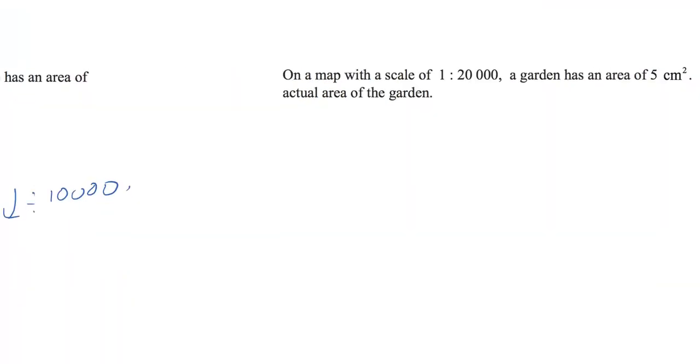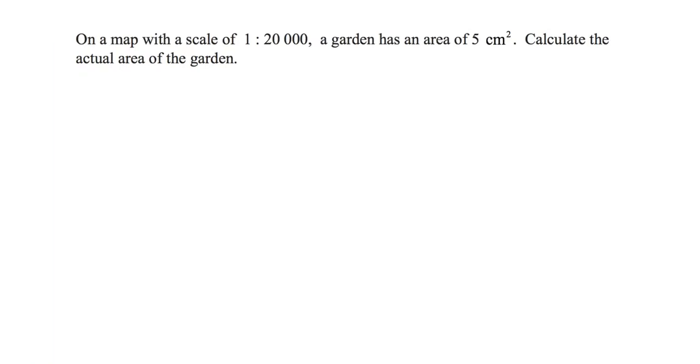Let's move on to a second example. On a map with a scale of 1 to 20,000, we've got this garden again. It has an area of 5 centimeters squared. Let's calculate the actual area of the garden. So our length scale factor is equivalent to 1 to 20,000. So our area scale factor will have to be 1 to 20,000 squared.